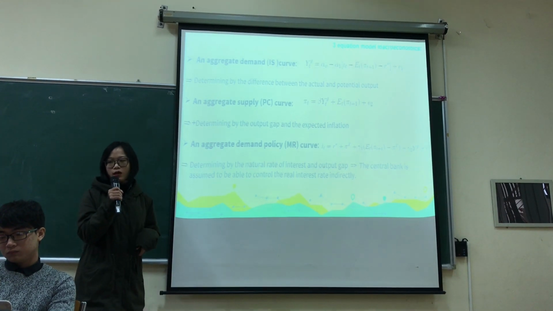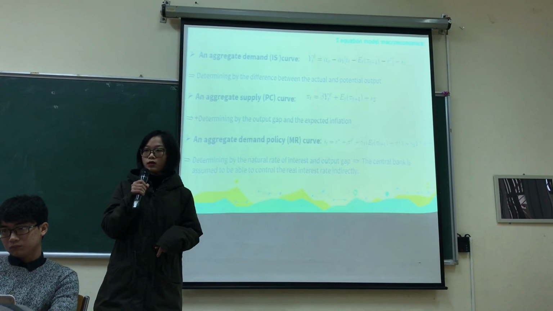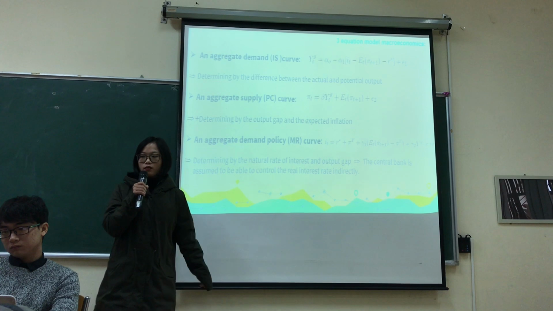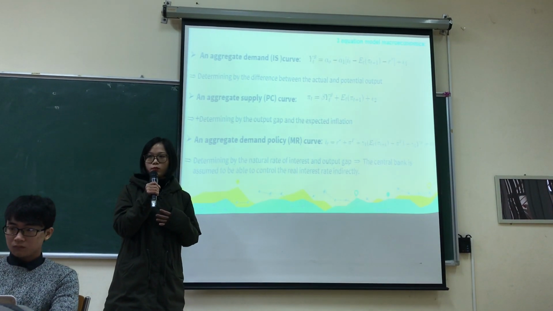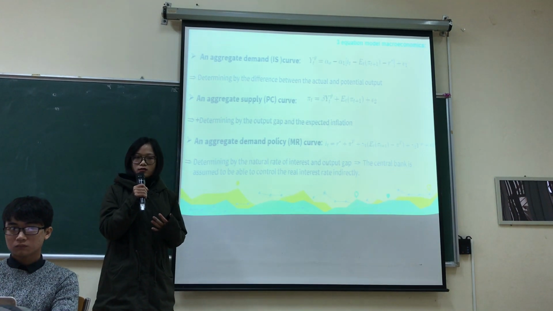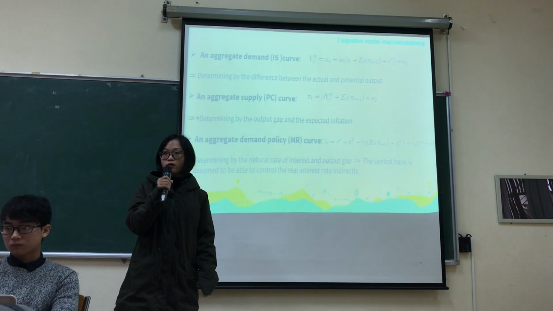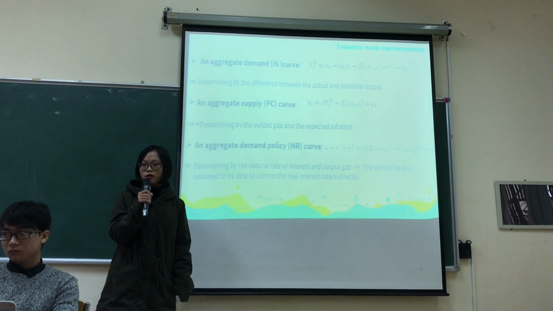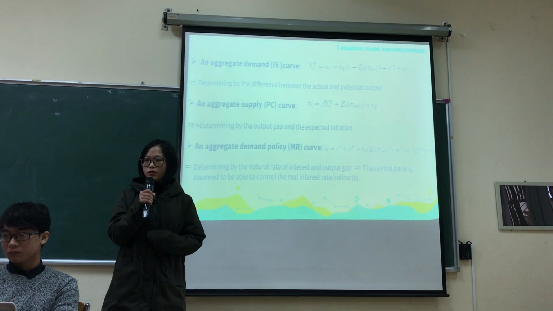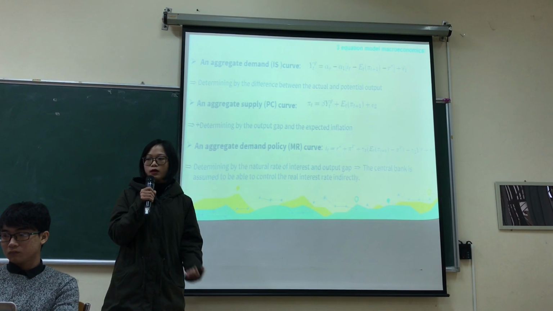And the next one is the Phillips curve, or the aggregate supply curve. It determines the output gap and the expected inflation that people predict for the future. And the last one is the aggregate demand policy. It is based on central bank behavior. It is determined by the natural rate of interest and the output gap.